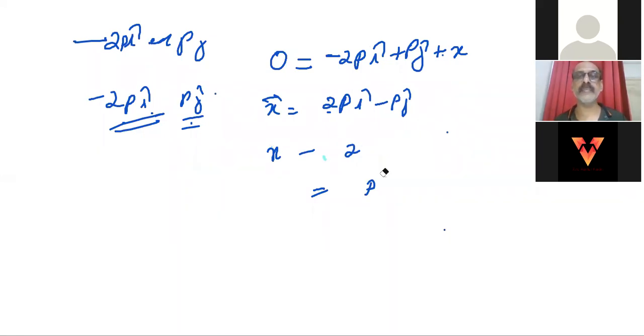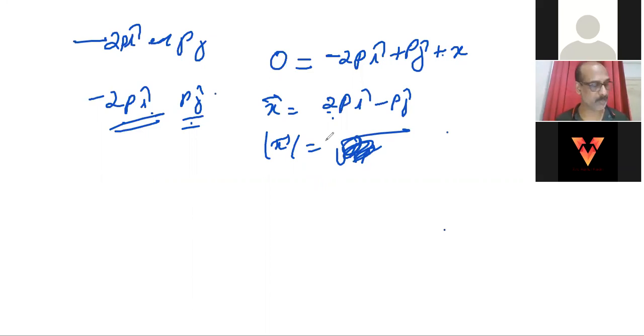Sir, x won't be negative. We took x, we kept x, then we took the other side. Modulus of x is equal to 2pi minus pj. Then modulus of x is equal to root of, it will come 4, right? 4p squared. No, wait. It's not modulus they have taken. They have taken in terms of vector only. So 2pi minus pj, right? Then 90 degree, root of 2p squared means 4p squared minus 1p squared. Okay, fine.